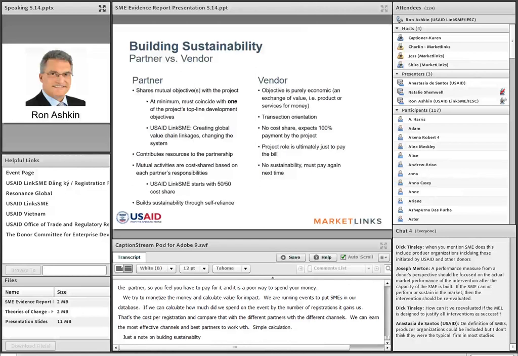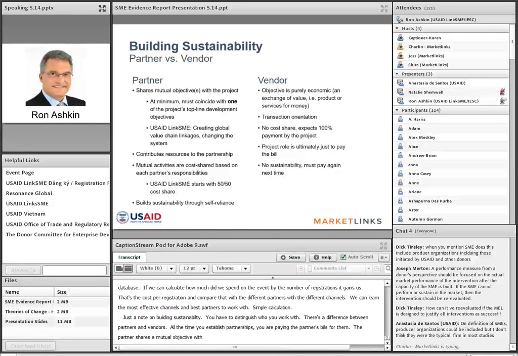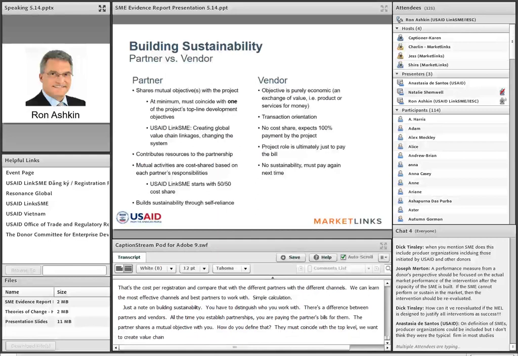Just a note on building sustainability: you have to distinguish who you work with. There's a difference between partners and vendors. All the time you establish partnerships, but actually you're just paying the partner's bills for them. A partner actually shares a mutual objective with you. How do you define that? At minimum, it must coincide with one of your top-line development objectives. In our case, it's creating global value chain linkages and changing the system. So if our partner also wants to create value chain linkages and change the linkage system, we can work with them.